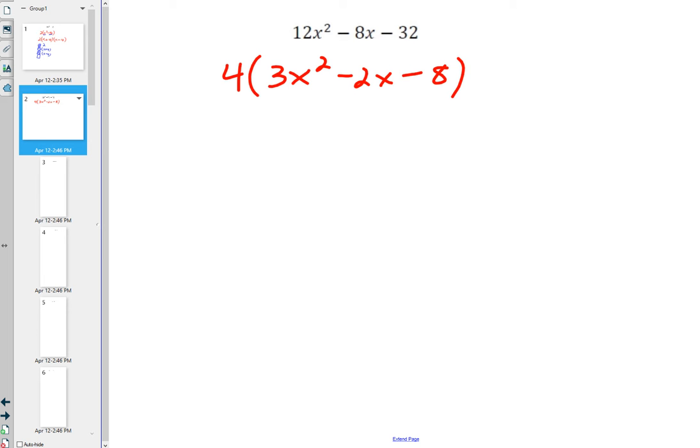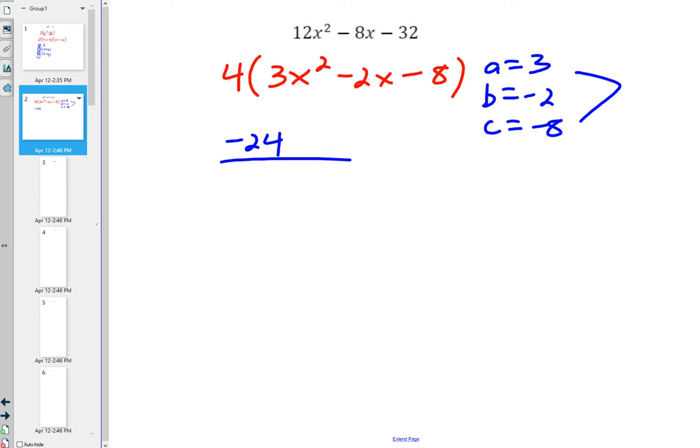Anyways, in this trinomial, the lead is 3, the middle is -2, and then we have a -8. So what I tell my students to do is start off by multiplying 8 times c. That gives me -24. I'm going to do a 2-column table, and then I put b on the top of the second column.